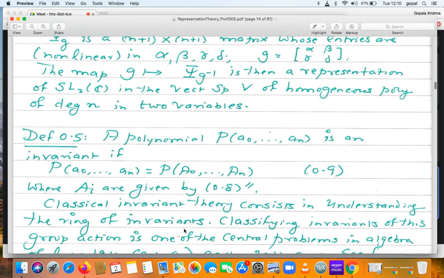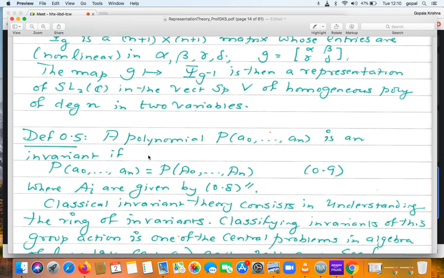So now, when you have a group representation and a group acts, you want to look at functions defined on the vector space. Defined on the vector space means that you can fix a basis and take coordinates a0, a1, up to an. And you want a polynomial function from the vector space to C, and you want this polynomial function to be invariant.